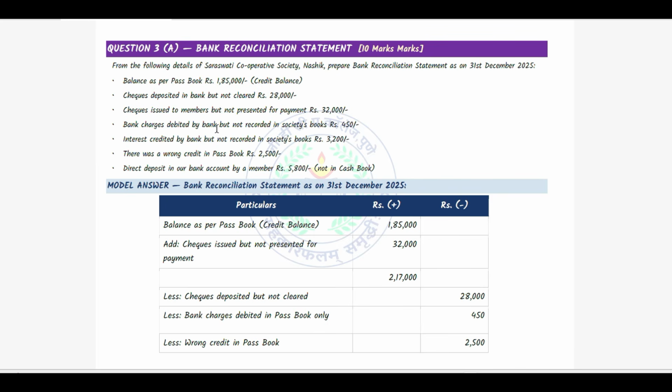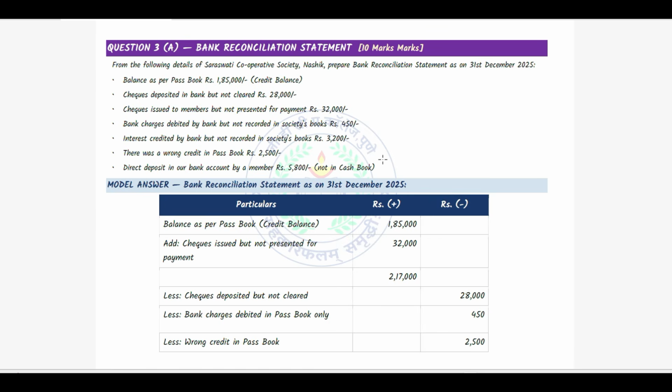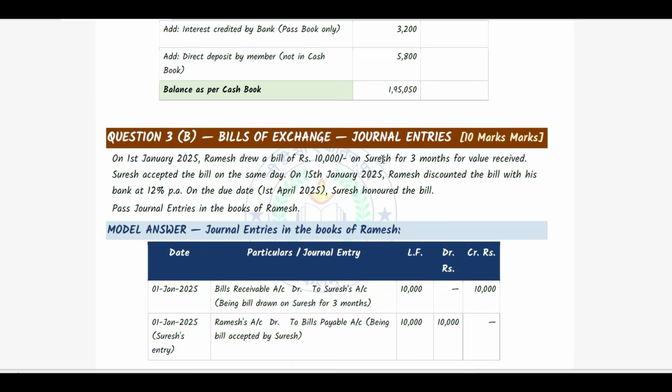Bank charges debited by the bank but not recorded in society's books, that is 450 rupees. Interest credited by bank but not recorded in society's books, 3,200 rupees. There was a wrong credit in passbook of 2,500 rupees. Direct deposit in our bank account by a member, that is 5,800 rupees, not in cash book. So what can be the model answer for this particular question?